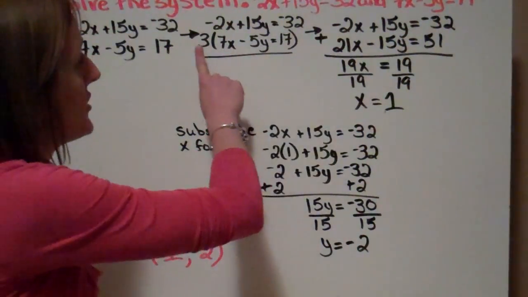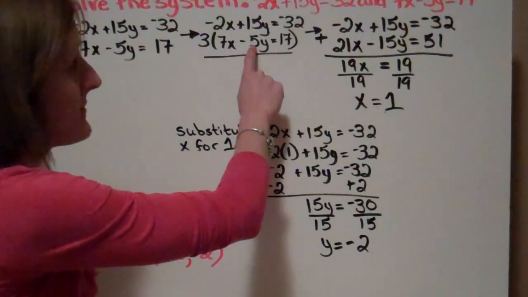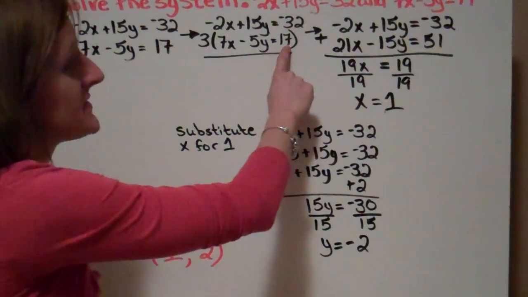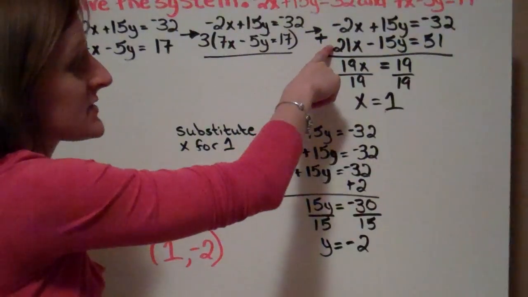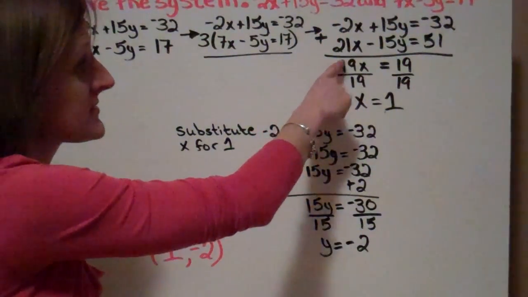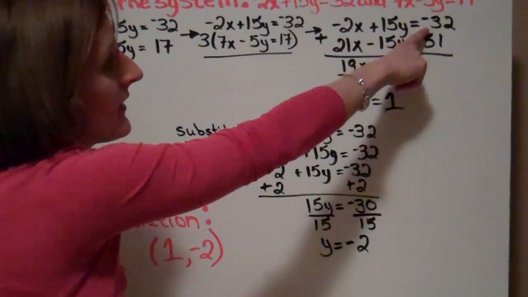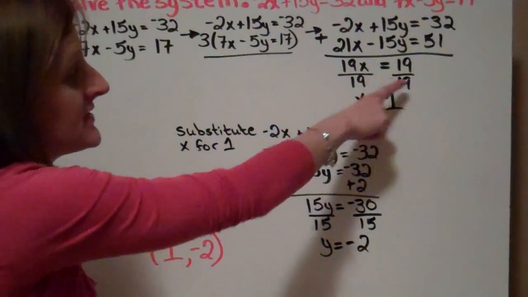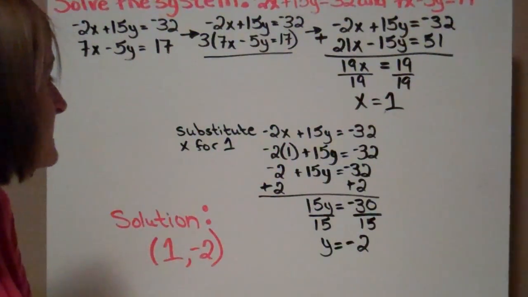So I do 3 times 7x, which is 21x, 3 times minus 5y, which is minus 15y, and 3 times 17, which is 51. So when I add these, negative 2x plus 21x is 19x, 15y minus 15y, that goes away, and negative 32 plus 51 is 19. Divide each side by 19 and I get x equals 1. So we've got our x value.